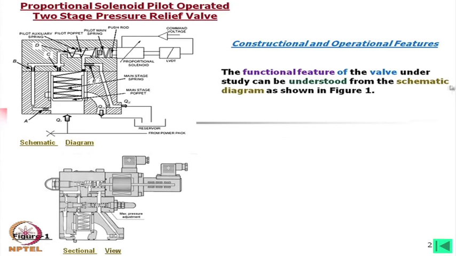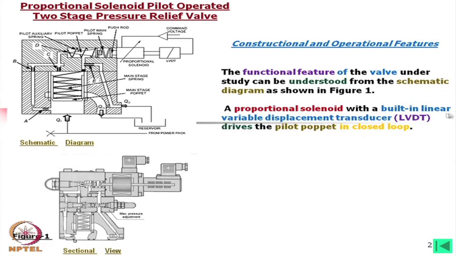The functional feature I have already described. Now, this solenoid, as already mentioned, has a built-in linear variable displacement transducer, which is called LVDT. This LVDT transducer monitors the position of this spool, and for this it is a closed loop. Whether this valve is closed loop or open loop depends on how we connect the control, the driving current which we are supplying. However, the position transducing is closed loop.